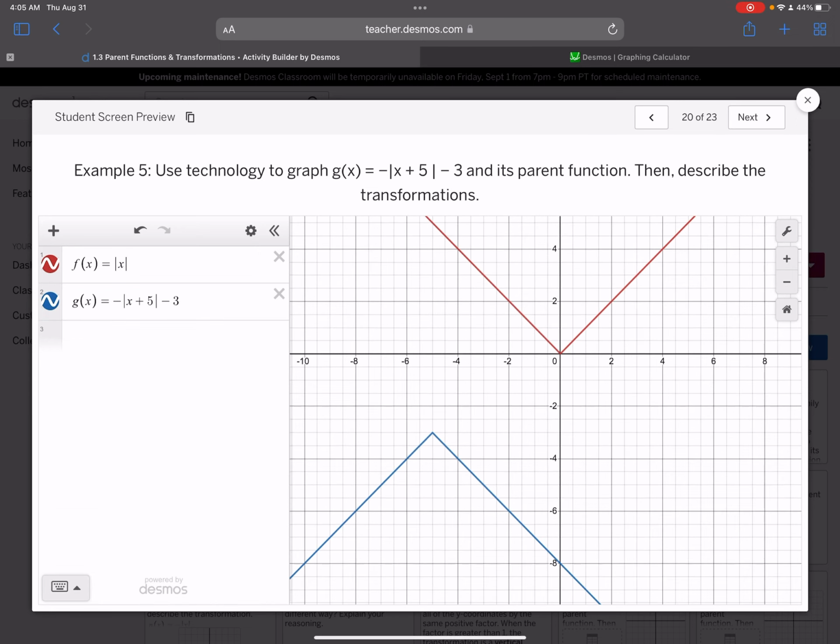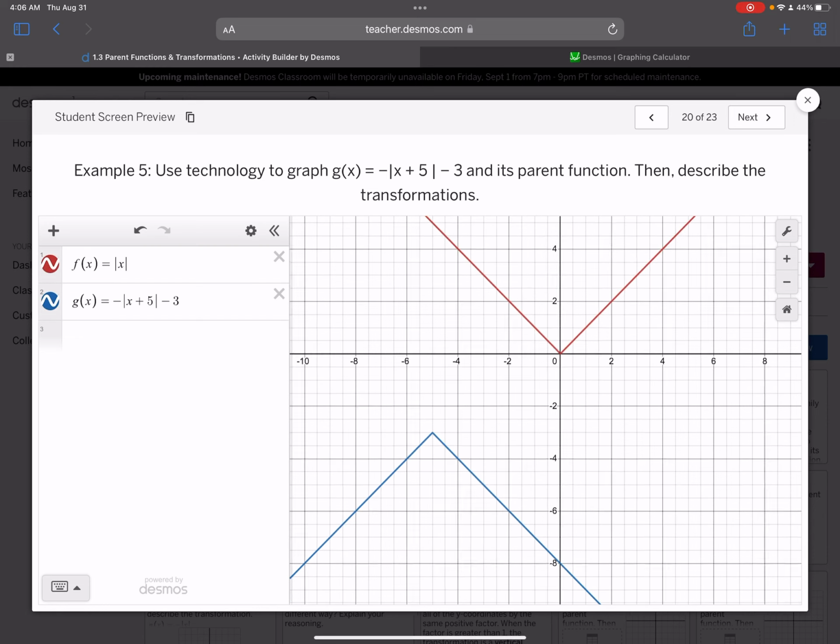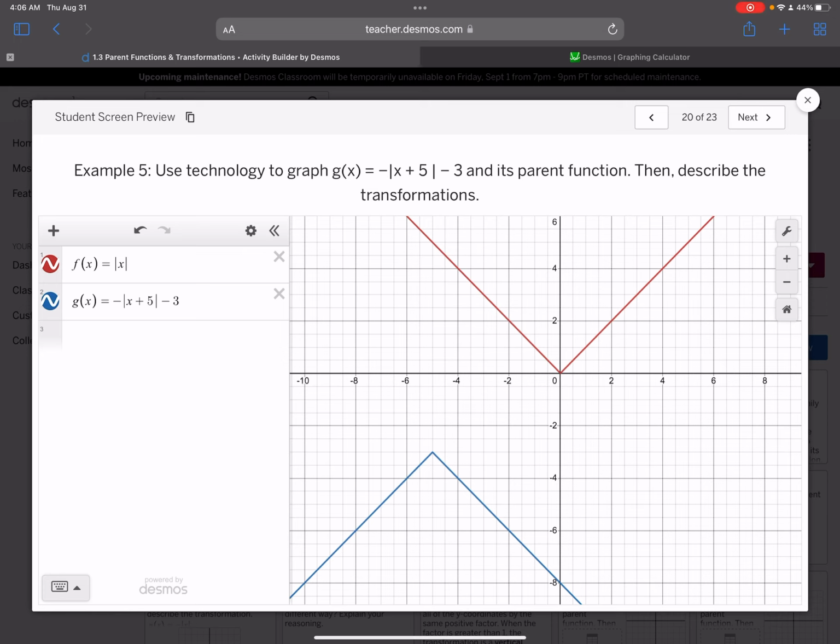Alright, so describing transformations. First off, I can see from red to blue that I reflected over my x-axis. When I reflect over my x-axis, this point will still be at my origin though. That is like the mirror part. So then I've got to think, to get from here to here, I had to shift to the left 5 and down 3. So I've got a reflection over the x-axis, a translation left 5 and down 3.